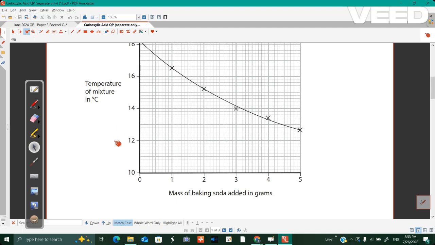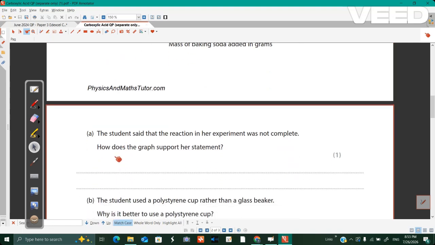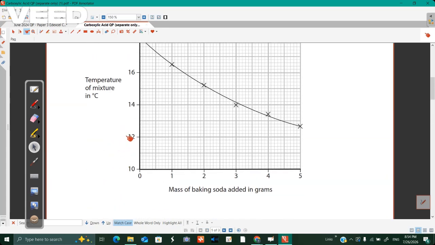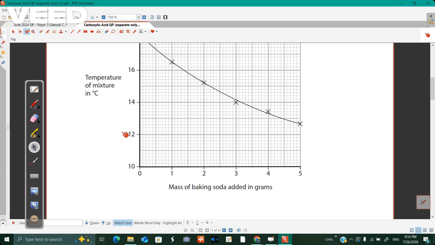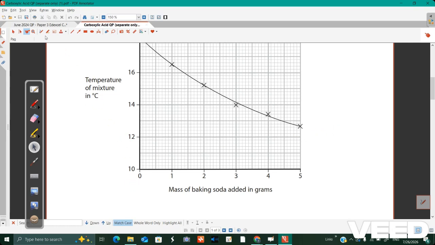How does the graph support the statement that the experiment was not complete? What is your answer for that? The line did not get flatter, right? The line must get flatter, right?